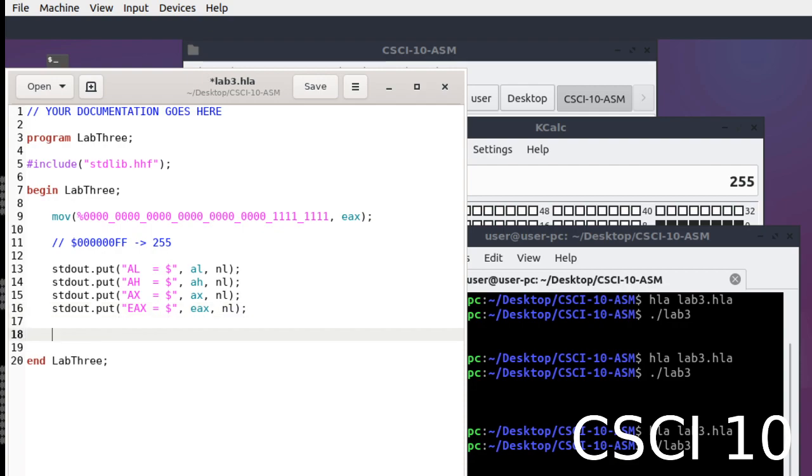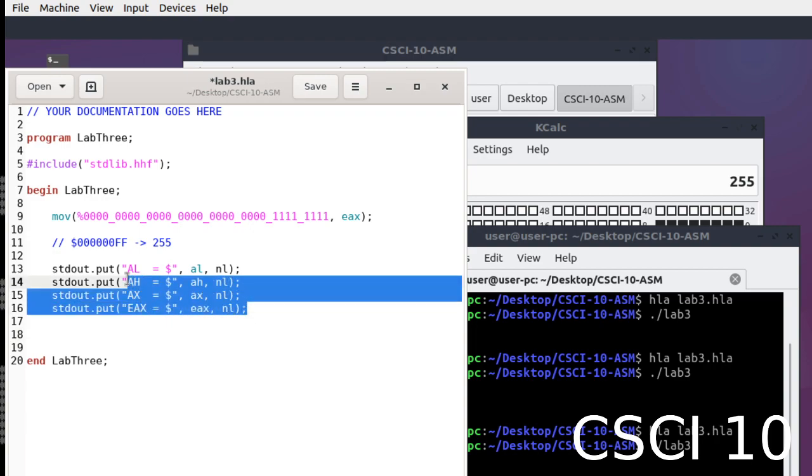So the question is asked, can I force it to output in binary? HLA does not have that built in, but we are going to create a function for ourselves to do that in a few weeks, where we can get it to print out binary sort of manually. But you can force HLA to print in decimal.